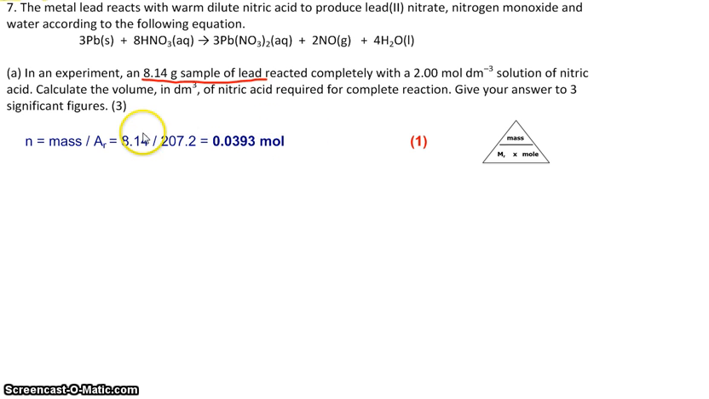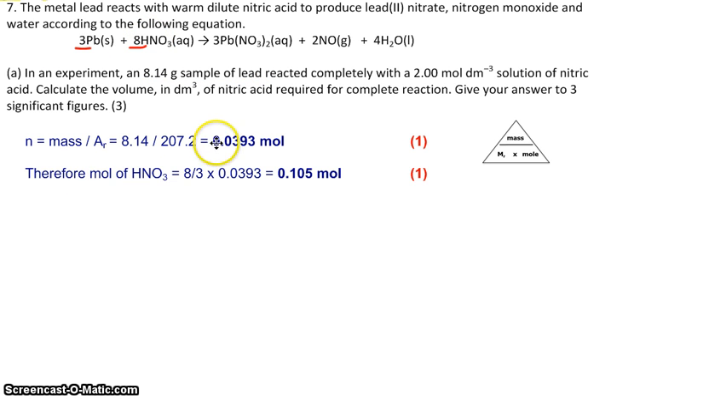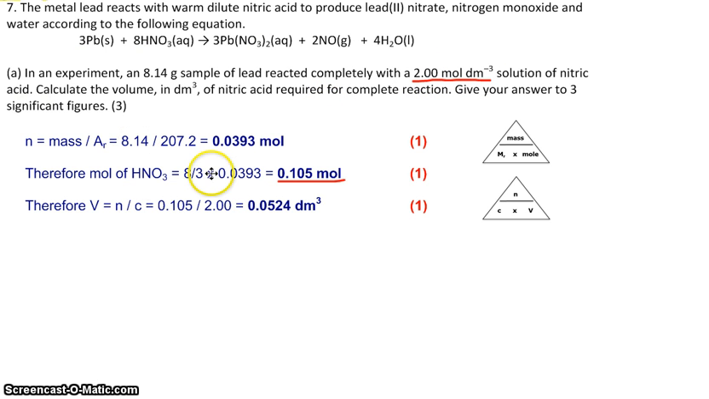Then we need to work out how many moles of nitric acid we've used for a complete reaction, so we're using this 3 to 8 relationship, or 8 to 3 rather. So we multiply the number of moles of lead by 8 divided by 3, 8 over 3, which gets us 0.105 moles. And then finally we can actually calculate our volume now, because we know the number of moles and we know the concentration of the nitric acid. So we use the relationship volume is number of moles divided by concentration. We plug the numbers in and we get 0.0524 cubic decimeters.